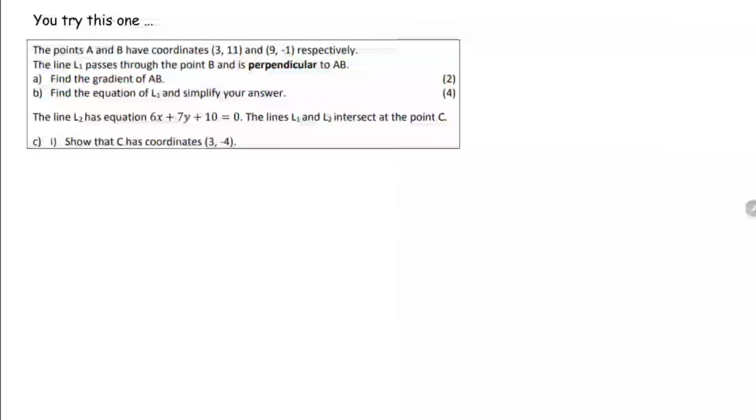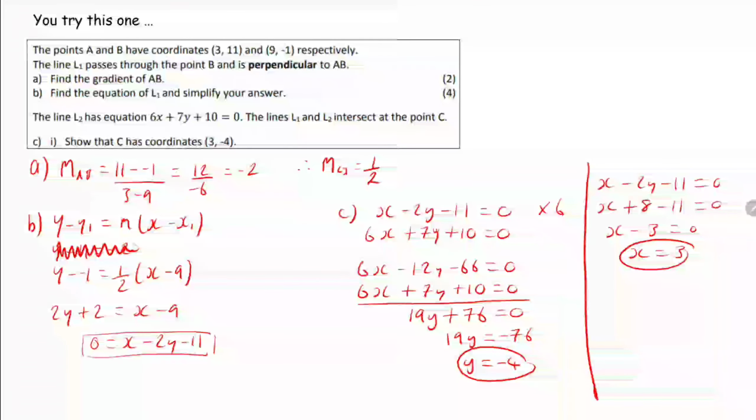Okay, so this is one for you to try, so pause the video and give this one a try. Okay, so here's the solution for this question. First step is to find the gradient AB, and then find the perpendicular gradient, which is a half. Then substitute this gradient of a half into your equation of a straight line using B as your coordinates. That simplifies to 0 equals x minus 2y minus 11. Then the next step was to solve the simultaneous equations, with the second equation being the one you were given.